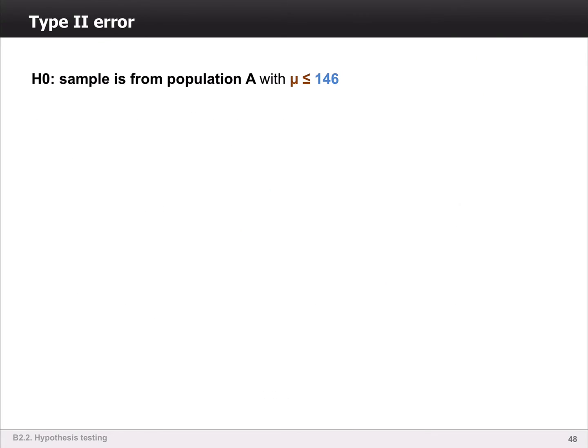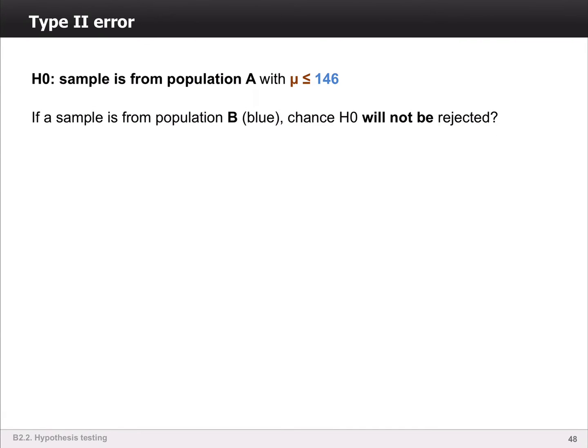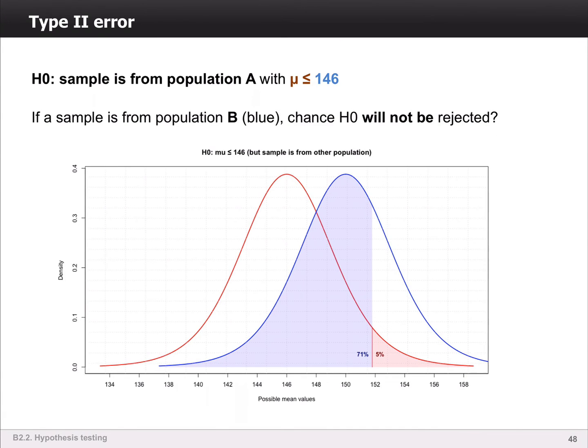What is type 2 error? Well, that's another thing. We still assume that our river is not contaminated. We assume that in the whole river, the average chloride content does not exceed 146 milligrams. But, and we don't know it, the reality is the blue curve. So in reality, the river has average chloride content 150, so it's 4 milligrams per liter larger than the contamination level. Will we be able to see that?